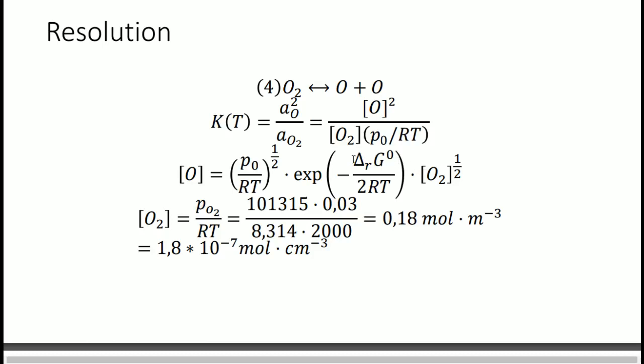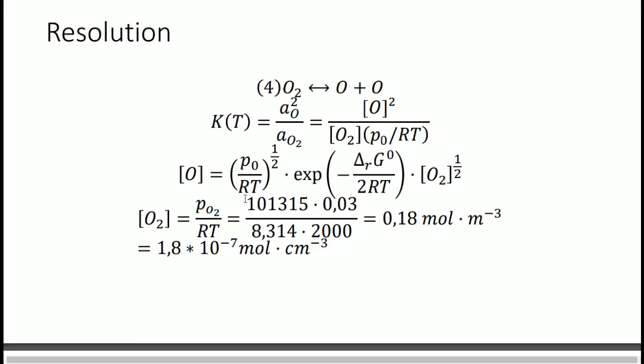So this we know how to calculate because we have the thermodynamic properties. Delta Rg is equal to delta Rh minus T delta R S. So this we can calculate, and this we know from the previous part. So we have the concentration of O2, that is by definition the partial fraction of O2 over RT.